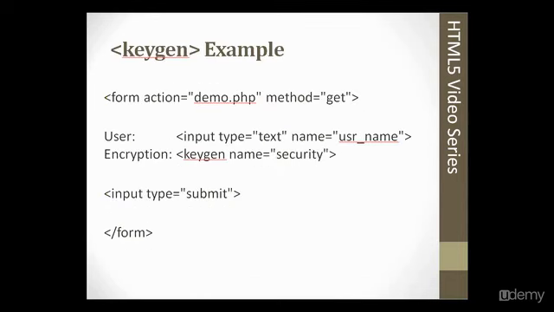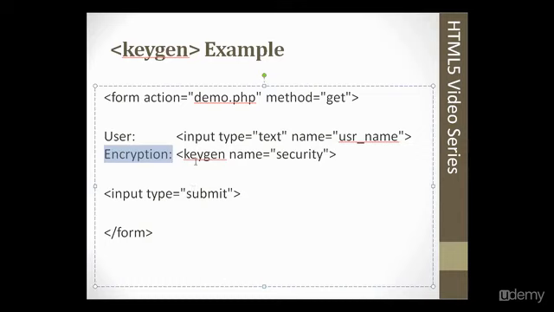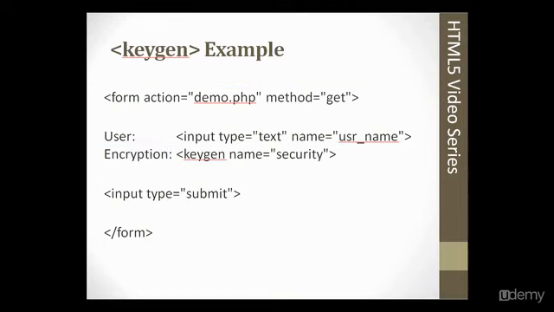Here we have an example. We have a form going to a demo.php file using the get method. So we have a user, we'd have a text field with the name, and then we'd have encryption with a keygen tag and the name security, and then the submit button. So I'm not going to get too deep into that.